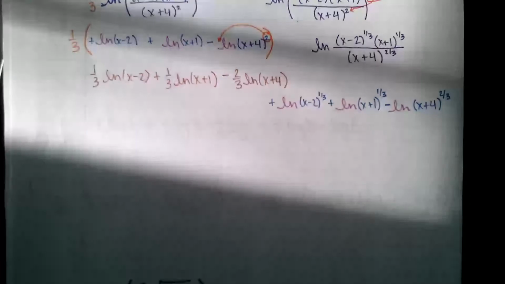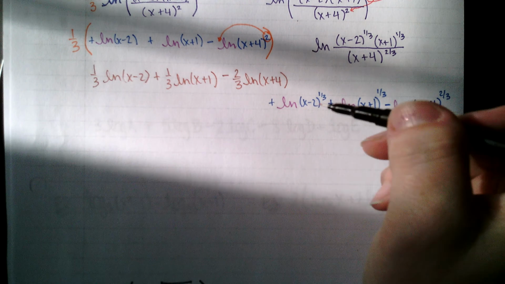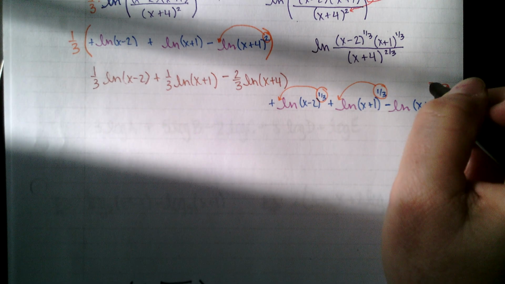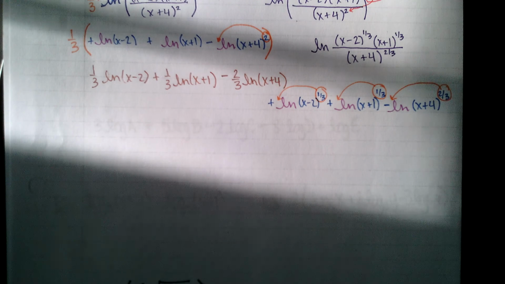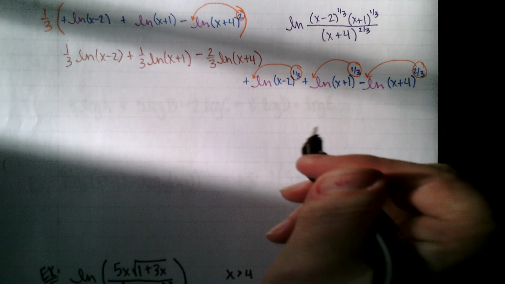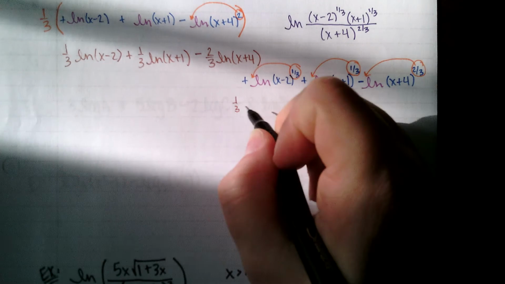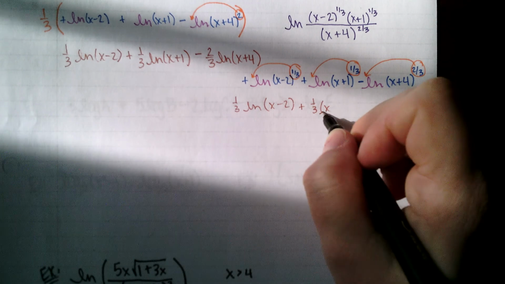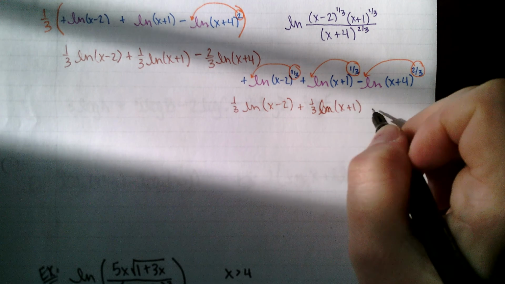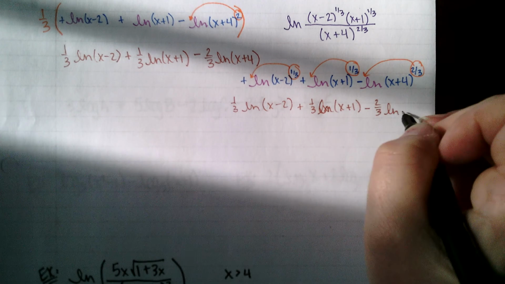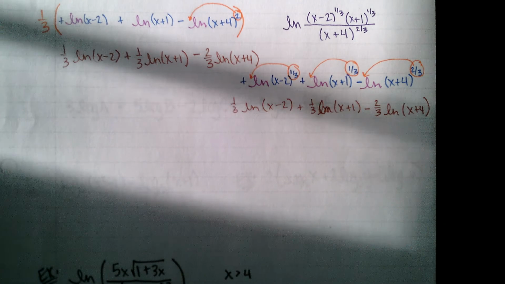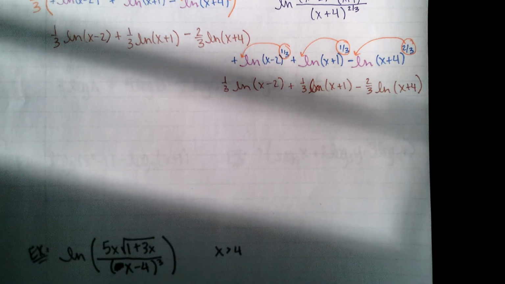And then I'm going to unpack my exponents to the front. So bring out the 1/3, bring out the 1/3, bring out the 2/3. And what you should see is at the end, we have the same answer we had by the first method, 1/3 times the natural log of x minus 2 plus 1/3 times the natural log of x plus 1 minus 2/3 times the natural log of x plus 4. So either method works. It's just whichever one makes the most sense to your brain about what process to do first.